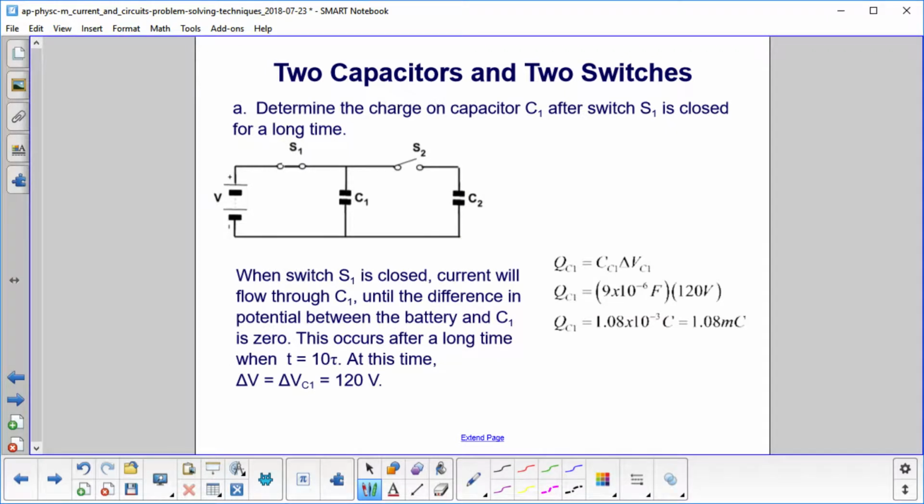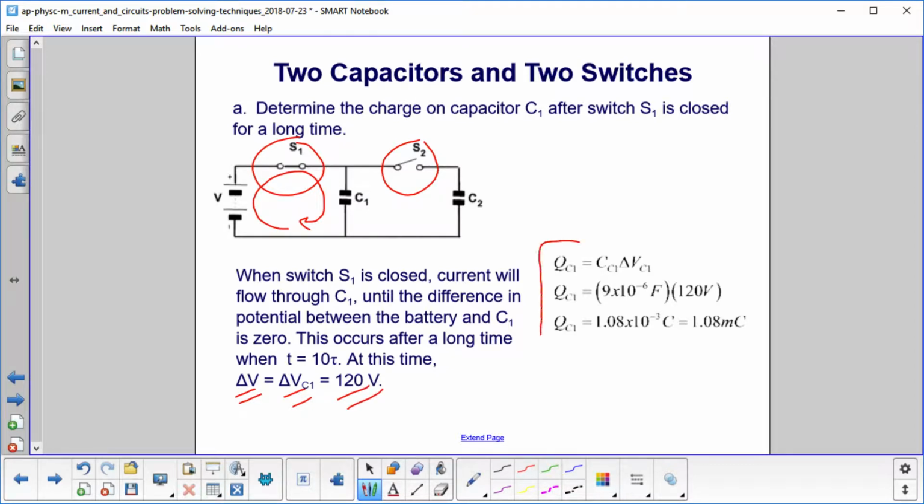When switch S1 is closed, current will flow through C1. You're charging the capacitor like this, right? This switch is open, so no current goes over there. And current will flow until the difference in potential between the battery and C1 is 0. This occurs after a long time, where T is equal to 10 times the time constant. At this time, the voltage from the battery will equal the voltage across C1, which is 120 volts.